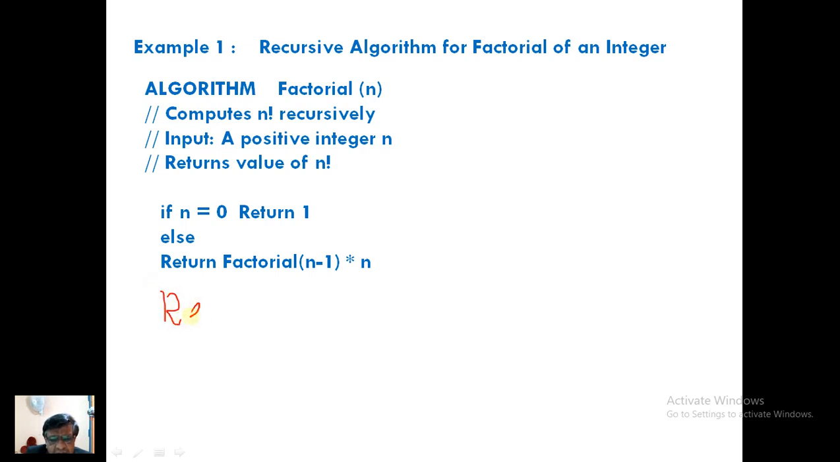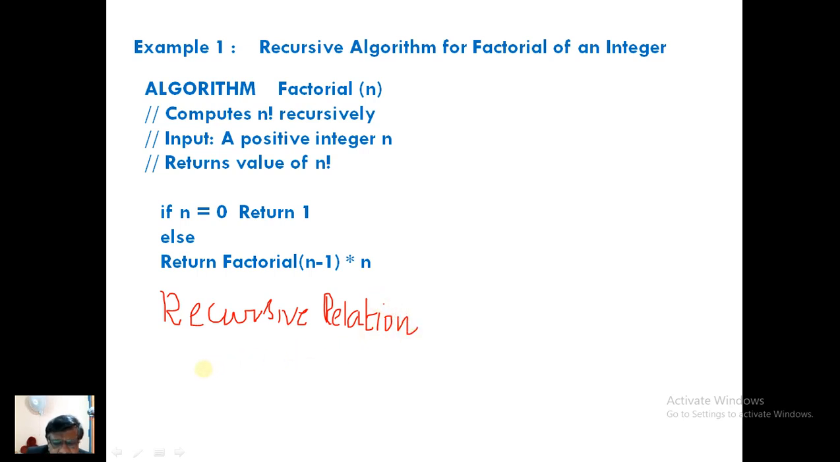By going through any recursive algorithm, we need to develop what is called a recursive relation, or equation of recurrence, or recurrence relation. Anything will hold good.